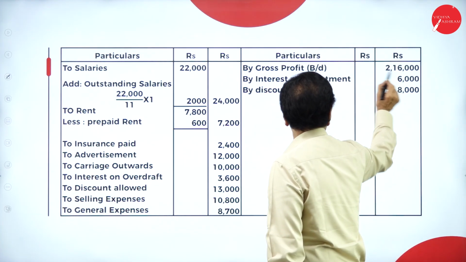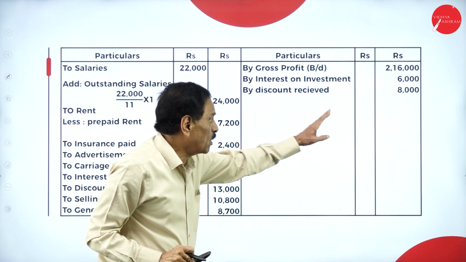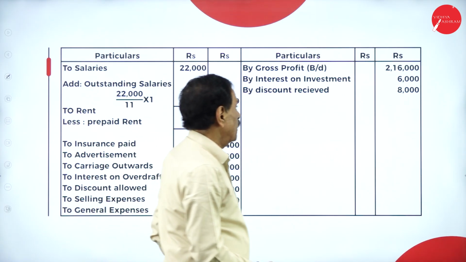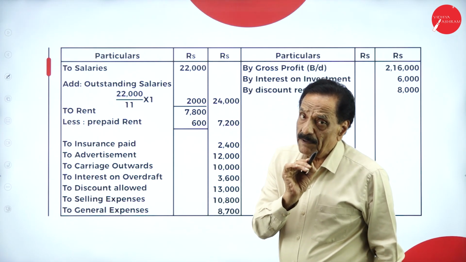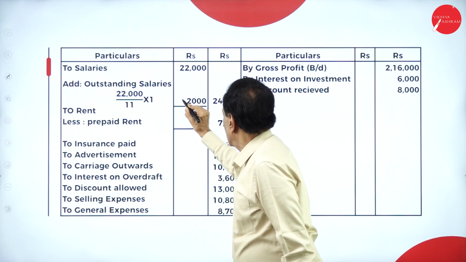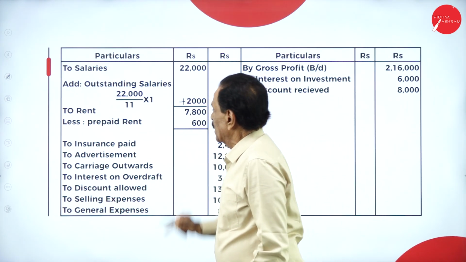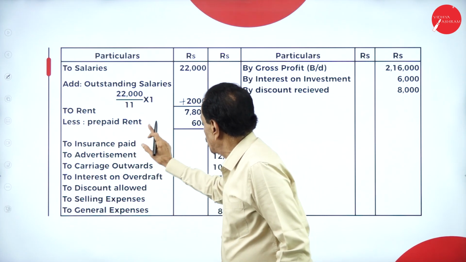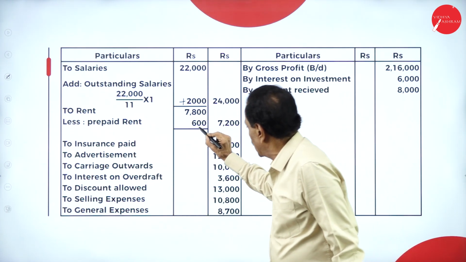By gross profit brought down, by interest on investment is a gain, by discount received is a gain. Come back to debit side. Salary 22,000. It is for 11 months. 22,000 divided by 11 into 1 is 2,000. This is plus 24,000. Rent. This is for 13 months minus prepaid rent. 7,800 divided by 13 is 600.